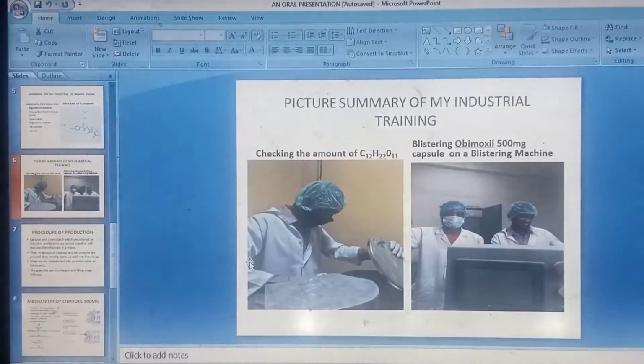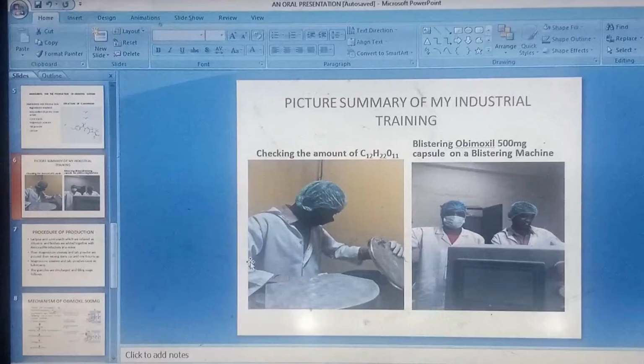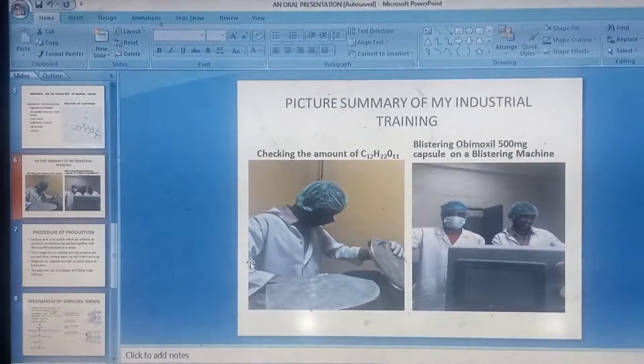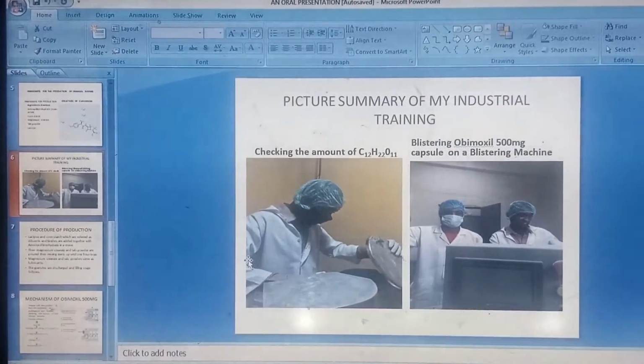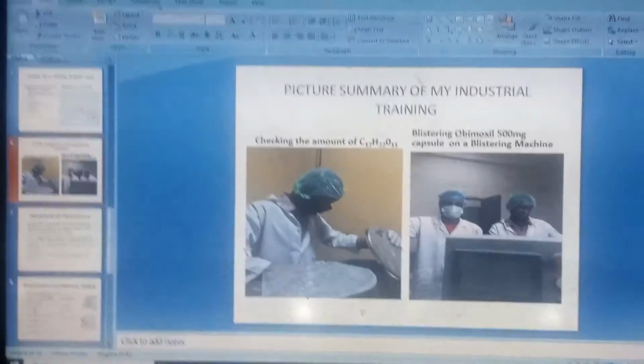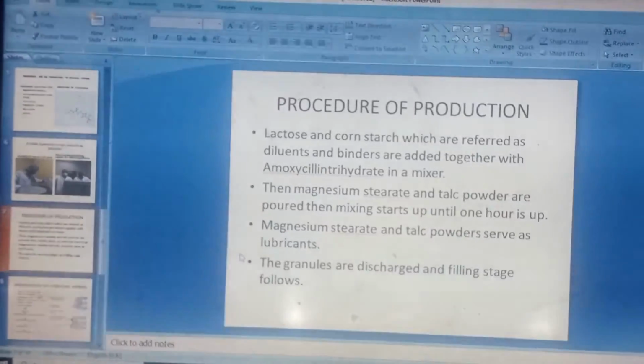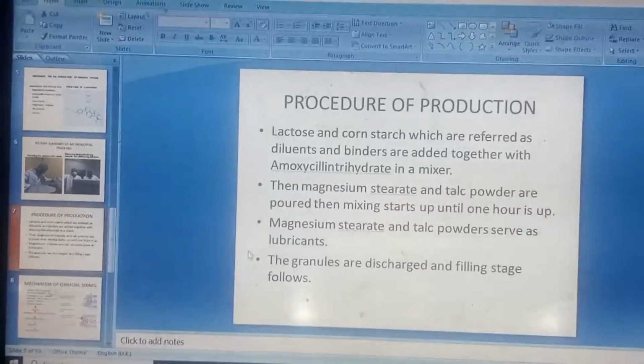Now this is a picture summary of my industrial training, me checking the amount of sucrose, and then blistering of Amoxil 500. You see, this is it. Show them that you know what you're doing. Then the procedure. This is when you start talking.